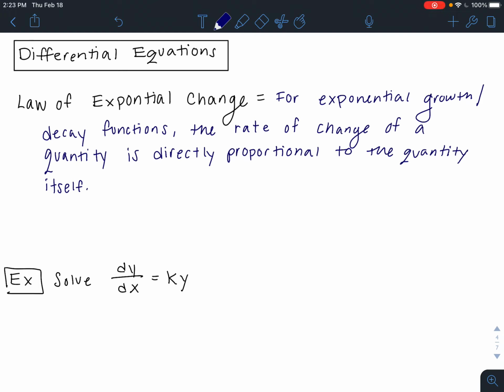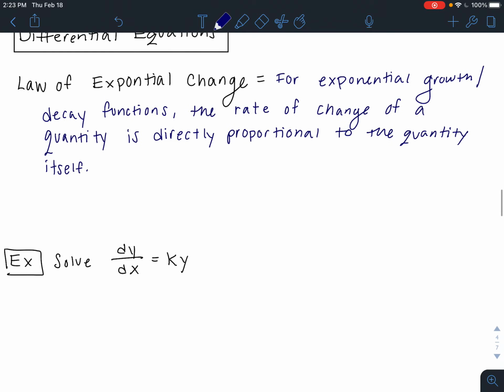So when we're taking that into the context of rates of change, right, differential equations, it says the rate of change of a quantity, so that would be dy/dx, where y is the quantity, is directly proportional to itself. So it's equal to a constant times the variable that you took the derivative of. So for instance, that's actually the equation I have down below. So solve dy/dx equals k times y. So k times y, this represents a direct proportion.